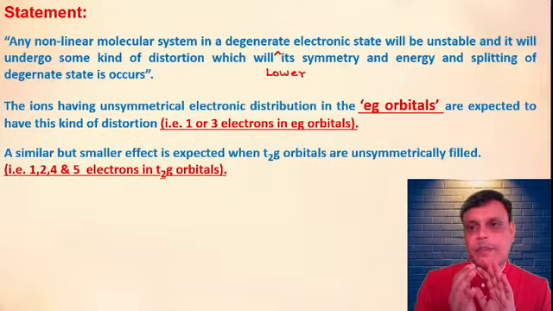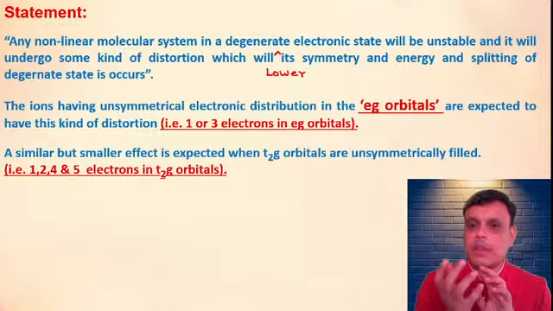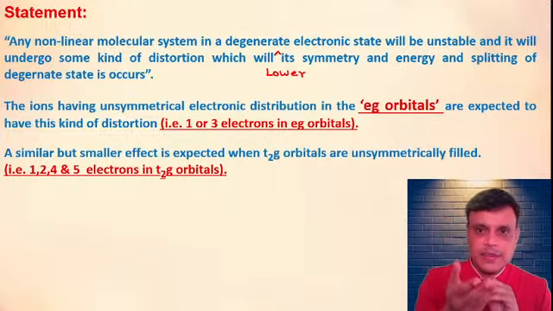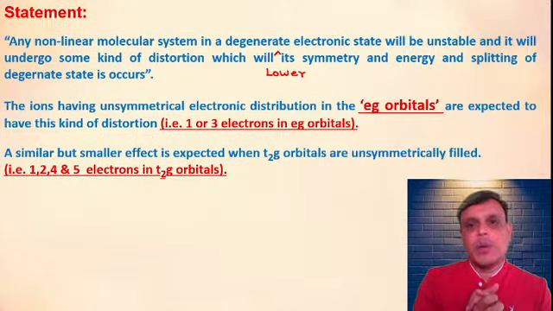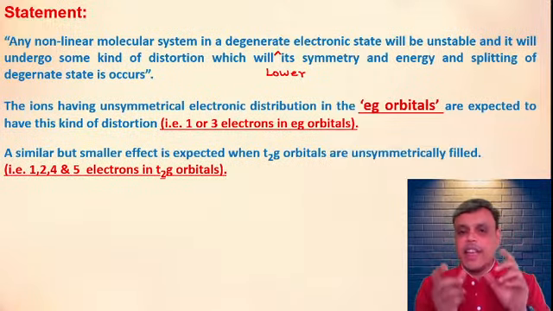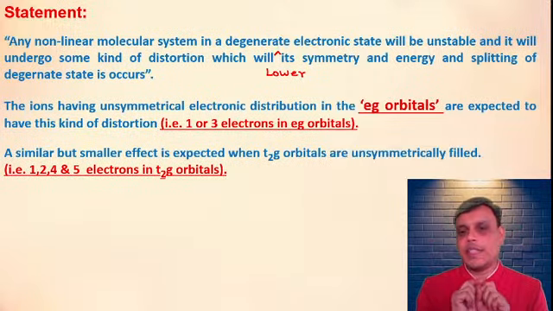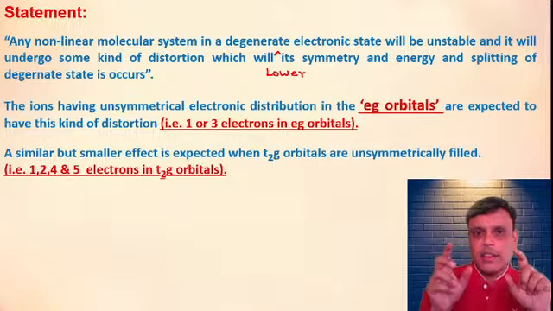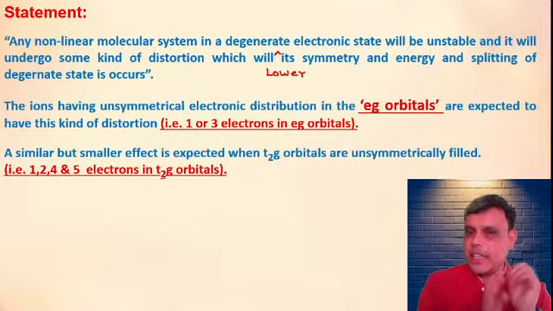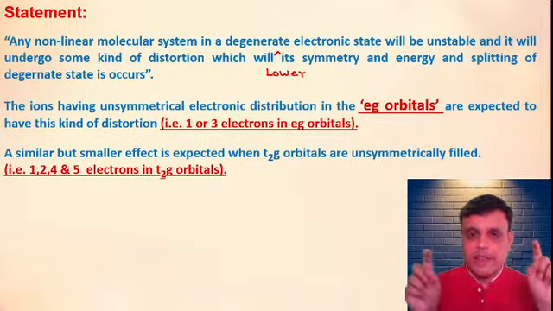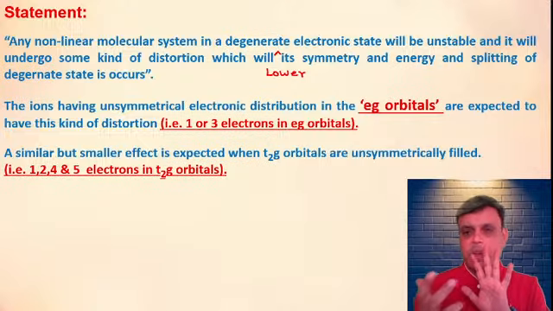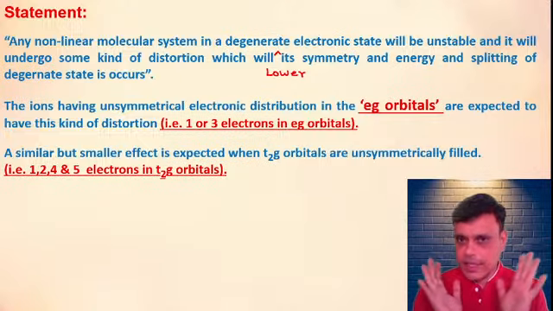So between the orbital and incoming ligand there is more interaction, which means automatically their energy will increase. So due to this, when there is unsymmetrical filling of electrons in eg orbital, it will experience somewhat different repulsion from the ligands. And when there is symmetrical filling of electrons, all the ligands in that axis will experience the same repulsion.